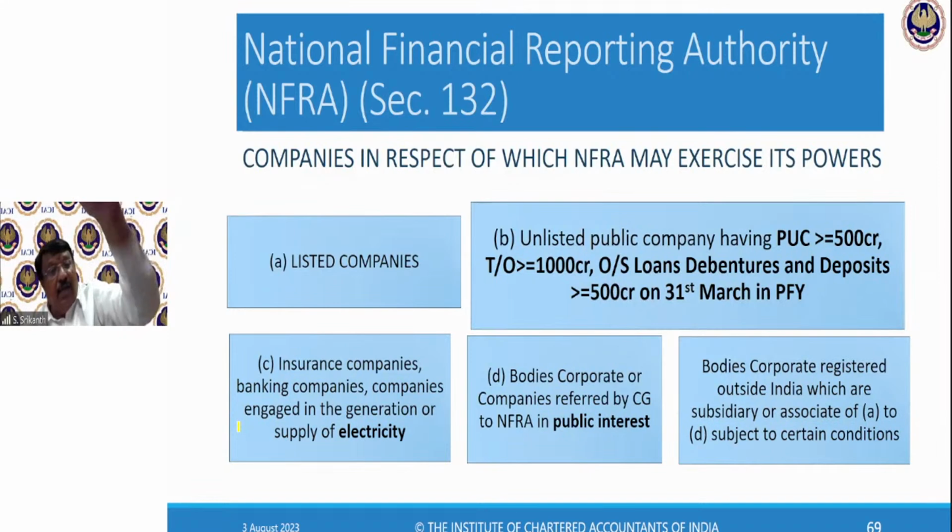Now, that audit can be reviewed by NFRA. Insurance companies, banking companies, electricity companies, bodies corporate or companies referred by CG to NFRA in public interest. Even though they are not satisfying the above criteria, they are doing something bad, so they will be referred. Bodies corporate registered outside India, which are subsidiary or associate of the above A to D. So any of these, if they have a foreign subsidiary or associate, there again, if you are auditing, NFRA may exercise.